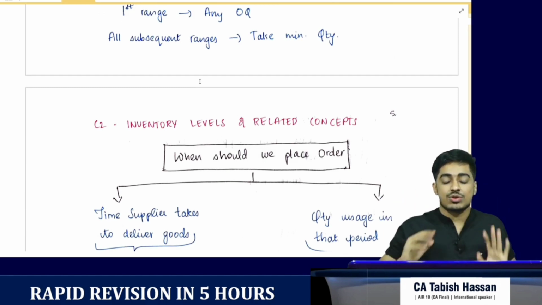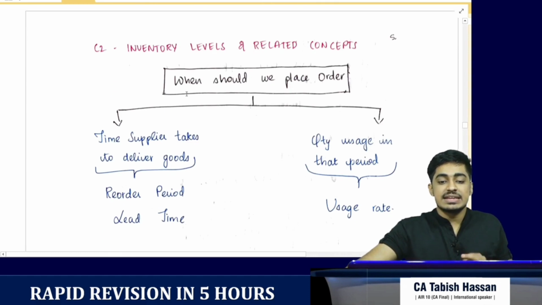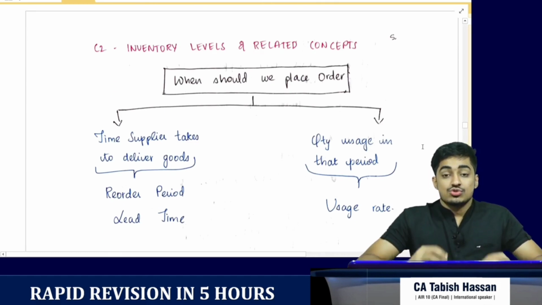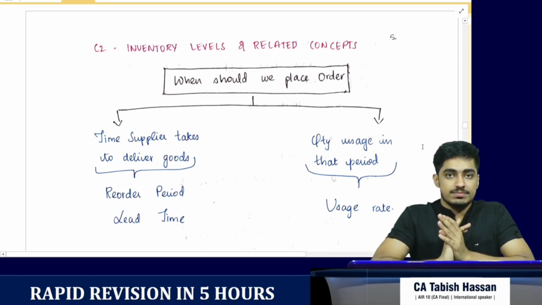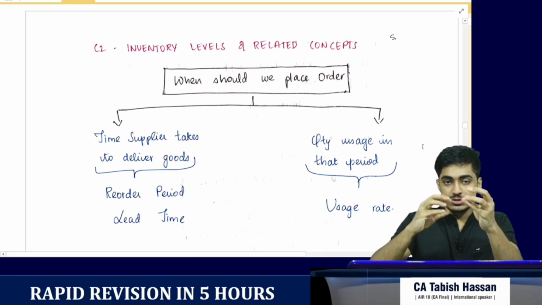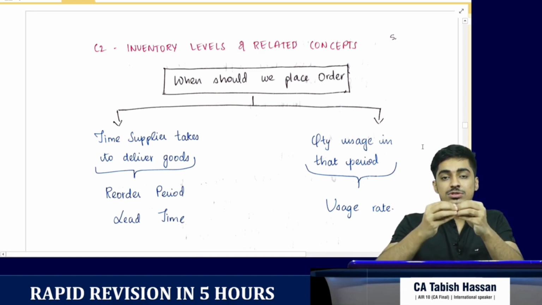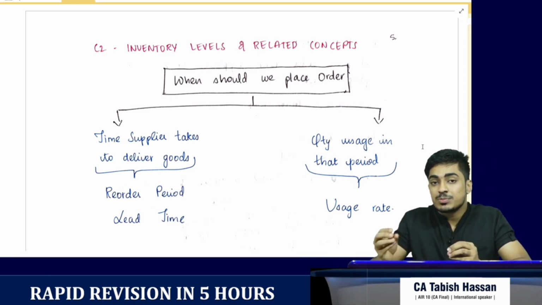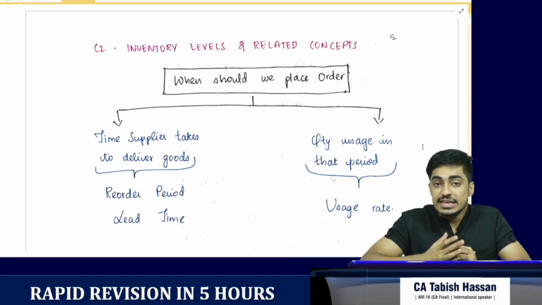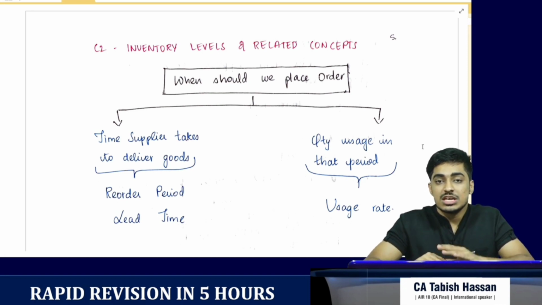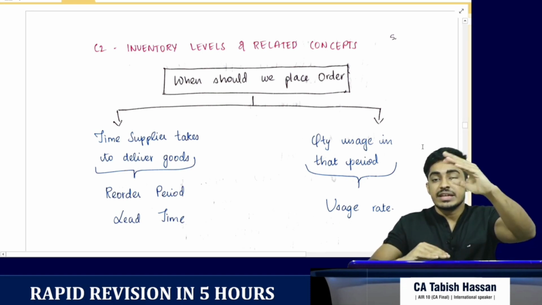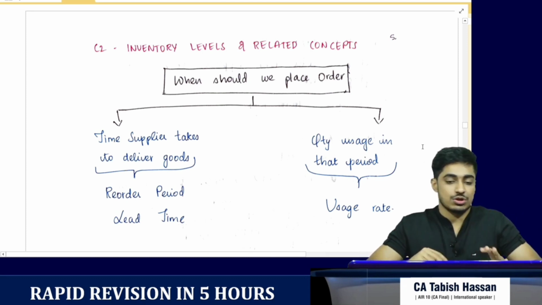Now let's go to the next concept, that is inventory levels and its related concepts. What does it deal with? When should we place an order for goods? The moment we place an order for goods, will we get the goods the very next minute? No, it will take some time. And if you place the order when the inventory becomes 0, then we would not be in a position to use raw materials in the intermediate period. So before it comes to 0, at some point we have to place the order, so that by the time we get the goods, there is no stock out.